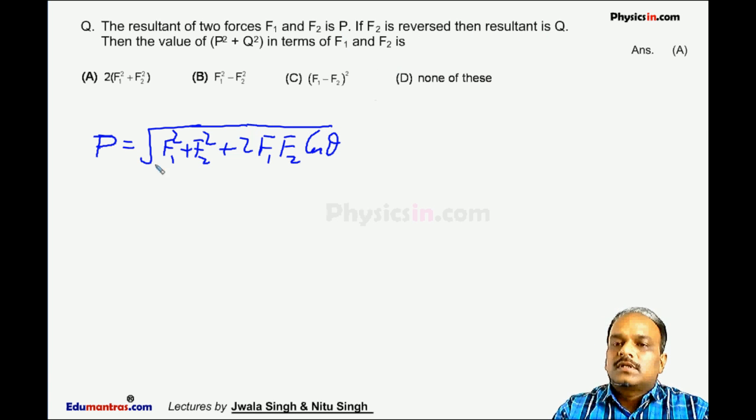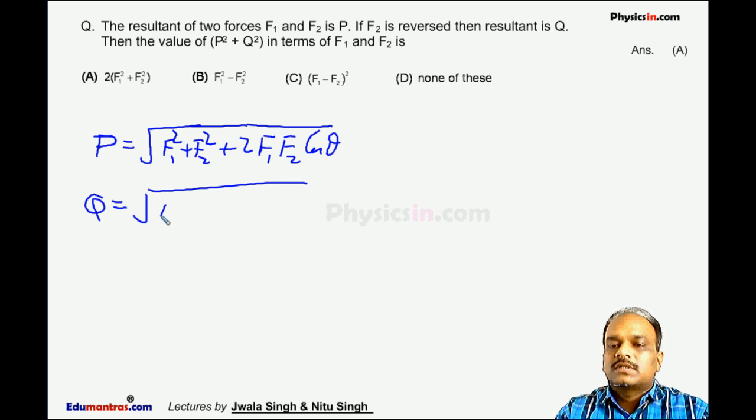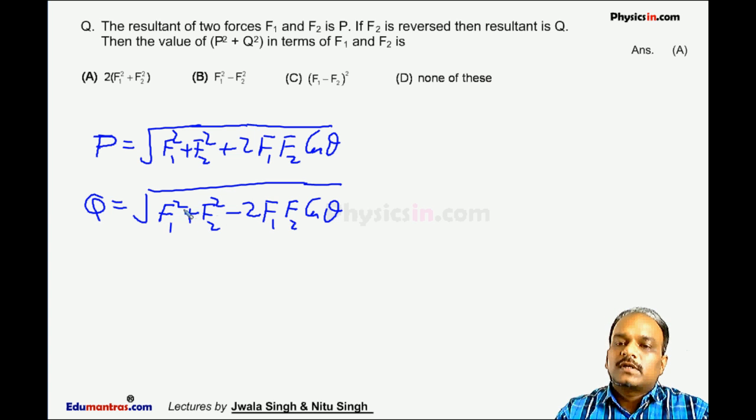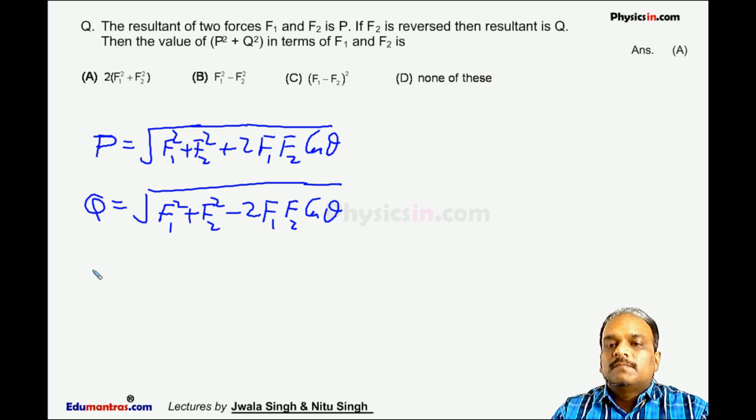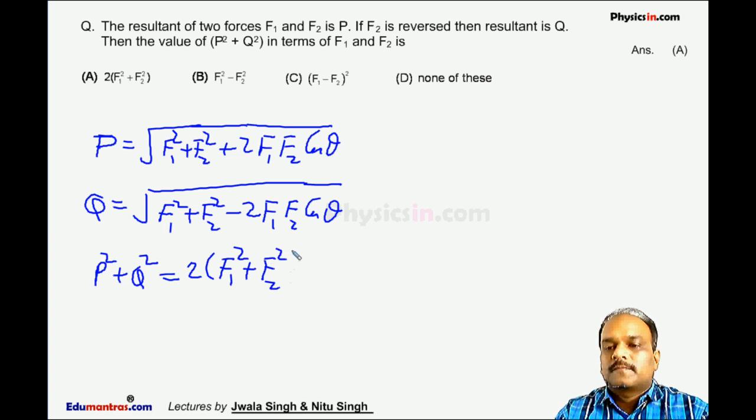If F2 is reversed, the resultant is Q, means Q is equal to, when we reverse F2 we get Q, it means this is F1 square plus F2 square minus 2 F1 F2 cos theta. Because when we reverse this F2, the angle between the vector F1 and F2 becomes pi minus theta. So we can say P square plus Q square is clearly 2 times F1 square plus F2 square. This is the answer.